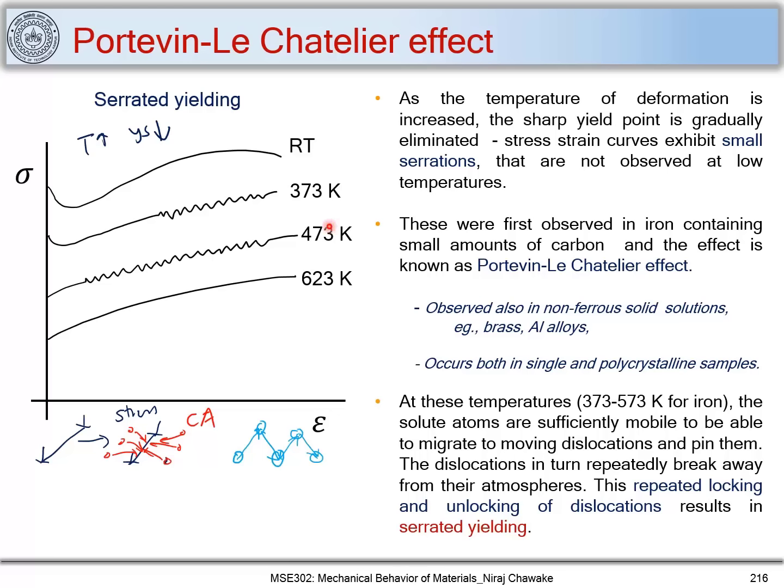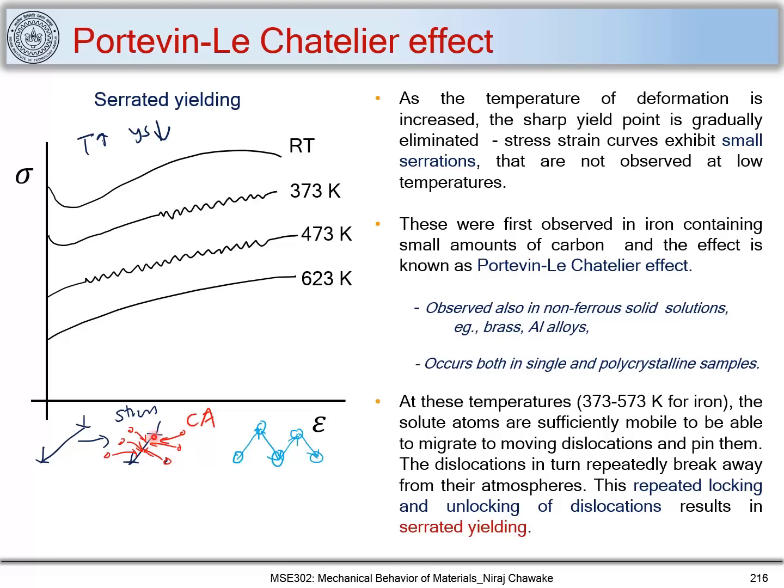So why is this happening at these temperatures? What is happening here? The velocity of these dislocations and the diffusion rate of these carbon atoms. So carbon atoms can easily catch these dislocations. This diffusion rate and the velocity of dislocation match somehow, and that is why they can continuously lock these dislocations again, and you need a somewhat higher amount of stress to unlock this dislocation, and that is why we get this serrated yielding. What happens at higher temperatures?